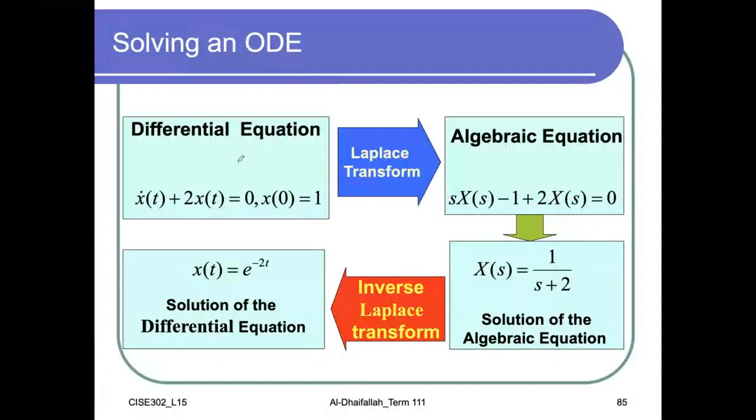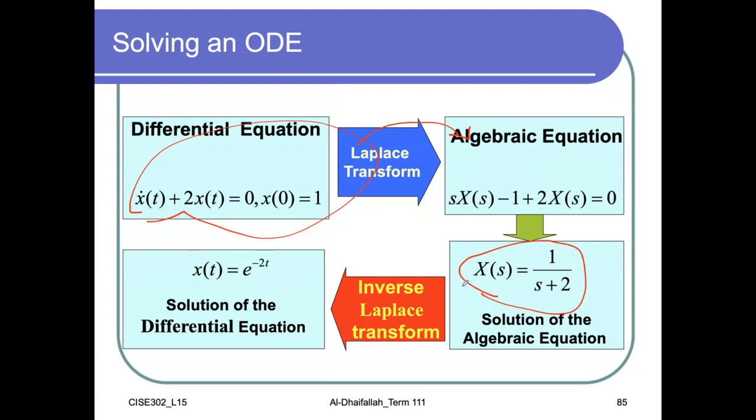So basically, you have a differential equation that can be complex to solve. You do the Laplace transform to get an algebraic equation. Then you do the inverse. Then you have a fraction. Then once you have that fraction, you do the inverse Laplace transform to get the solution to the differential equation.